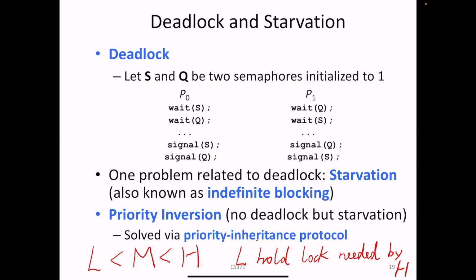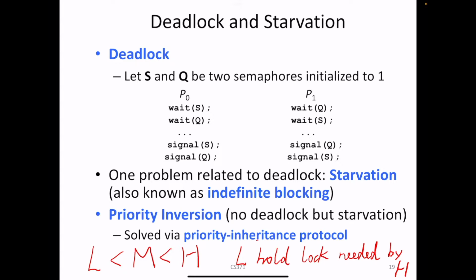In this slide, we are going to talk about some problems related to process synchronization. One problem is called deadlock. When a programmer uses a process synchronization mechanism carelessly, it can cause several processes to just get stuck there, and no one can make any progress.